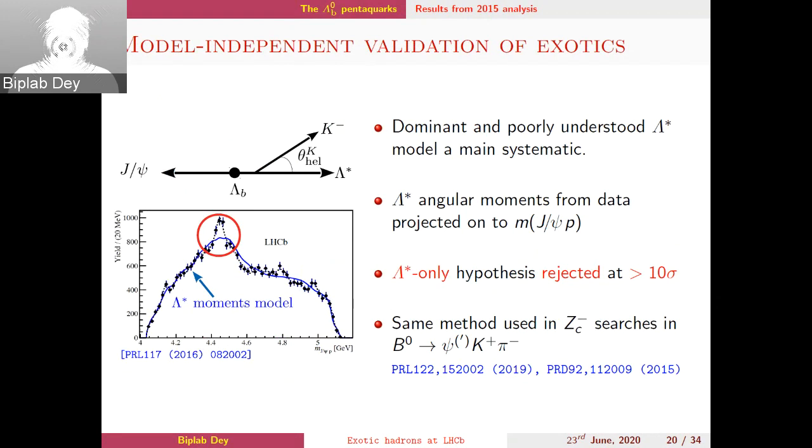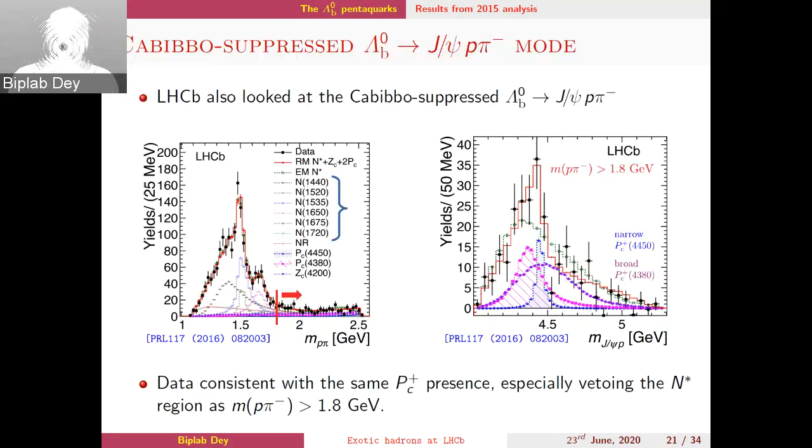Just to point out that similar methods have been used in other exotic searches in B decays. We also looked at the Cabibbo-suppressed Lambda b to J/psi p pi mode. Here, instead of Lambda stars, we have N stars which are dominating. To veto that, we look at the high mass region. All I would like to say here is that the data was consistent with what we saw in J/psi p K. It's not independent, because it's Cabibbo-suppressed, there's much lower statistics. Especially once you veto the dominant N stars, you can see that the data is consistent with requiring the same pentaquarks. Okay, very good.